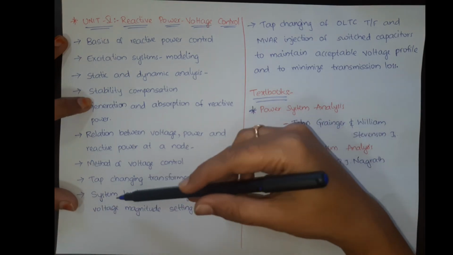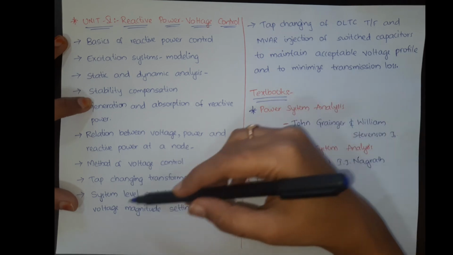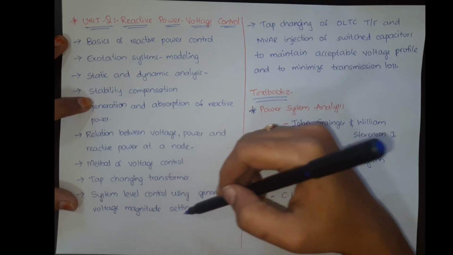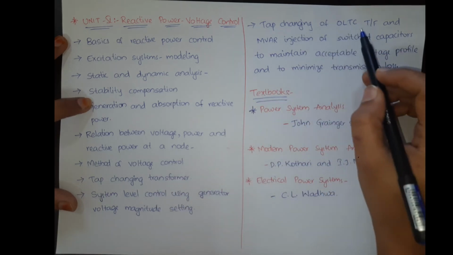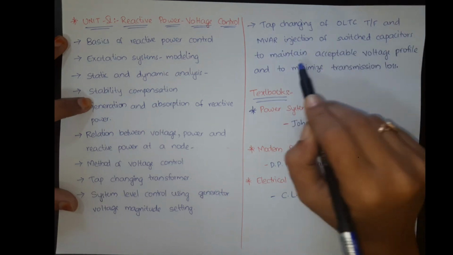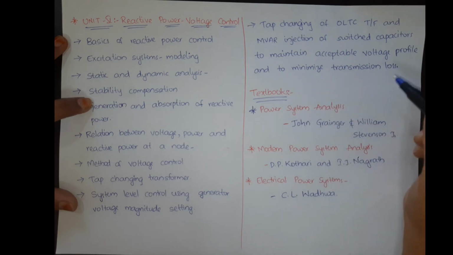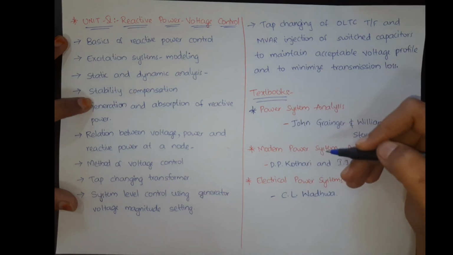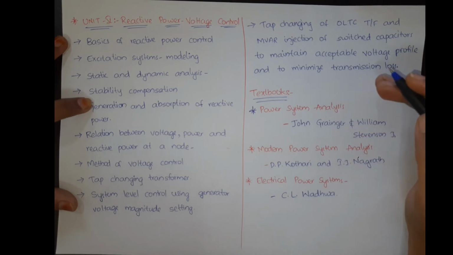Also system level control using generator voltage magnitude setting. So we will be studying how this level control is done. Also tap setting of OLTC transformer and MVAR injection of switched capacitors to maintain an acceptable voltage profile and to minimize transmission loss. So to minimize the transmission loss, what are the changes that must be made in a power system, that we will be studying in this unit 5, that is reactive power voltage control.